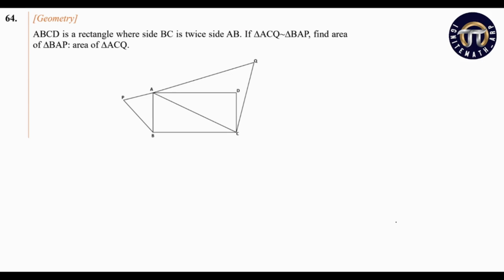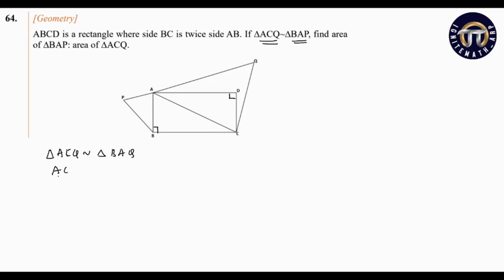Question number 64. ABCD is a rectangle. If it is a rectangle, I know that each angle of a rectangle is 90 degrees, and they have given you that ACQ is similar to BAQ. So now triangle ACQ is similar to triangle BAQ. If ACQ is similar to BAQ, we know that the ratio of their corresponding sides are equal to each other. Means the corresponding sides are proportional to each other.